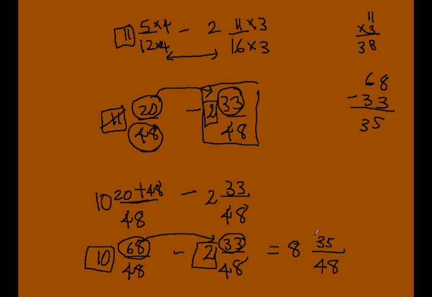Common denominator always stays the same. In this case, that's your final answer because we cannot reduce. No matter how big the number looks here, we cannot reduce this fraction. So this is your final answer.